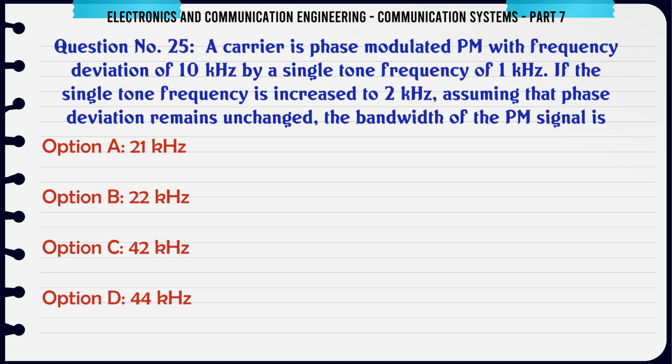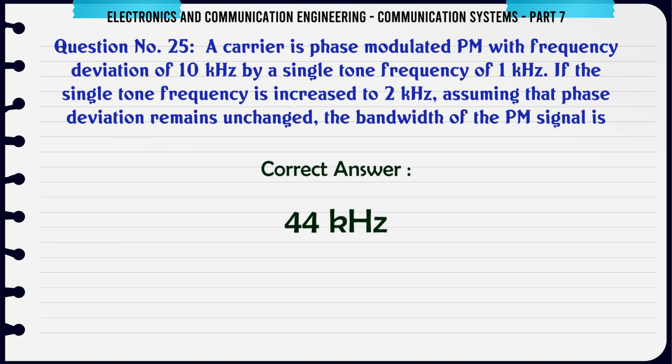If the single tone frequency is increased to 2 kHz, assuming that phase deviation remains unchanged, the bandwidth of the PM signal is A 21 kHz, B 22 kHz, C 42 kHz, D 44 kHz. The correct answer is 44 kHz.